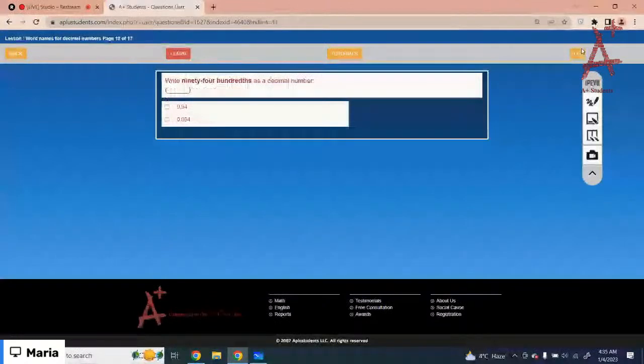Okay, write 94 hundredths as a decimal number. So which of the options is the correct one? 94 hundredths. That means the last position. Got it? So it would be 0.94. Got it? So just select the correct option and click on the OK button.